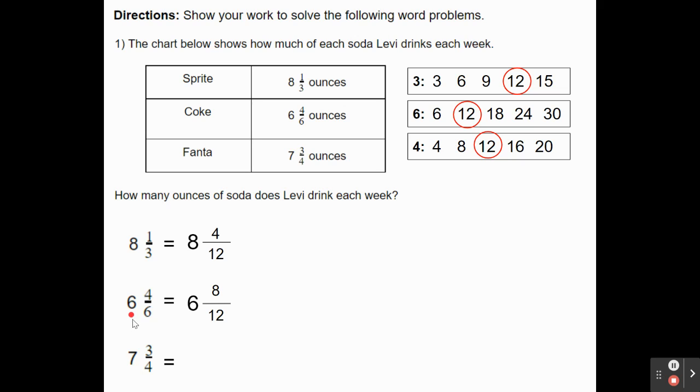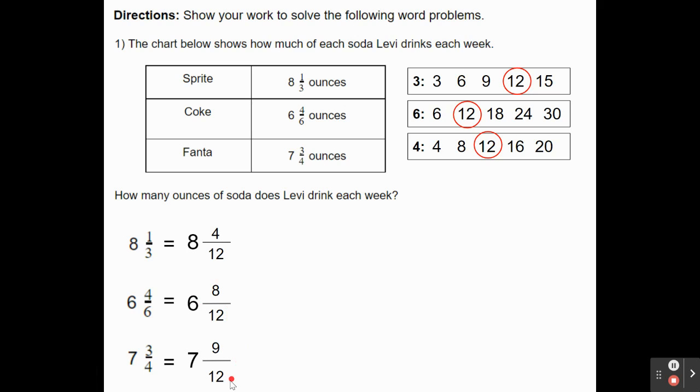Now let's do the same thing for 7 and 3/4. We know the denominator is going to be 12, so let's ask ourselves, what do we multiply by 4 to get to 12? Well, 4 times 3 gets us 12, so let's multiply by 3 on the top. 3 times 3 is 9. The whole number 7 in front stays the same. So now we've created equivalent mixed numbers where each of the denominators is 12.